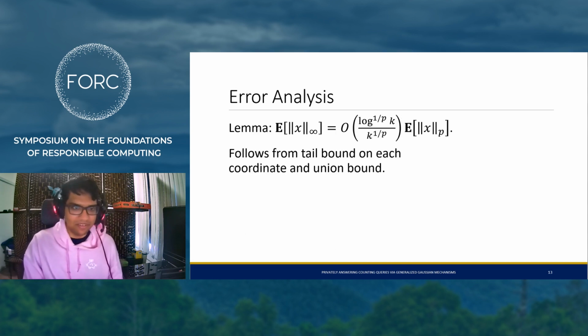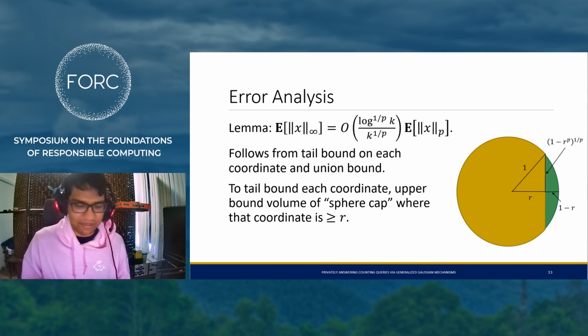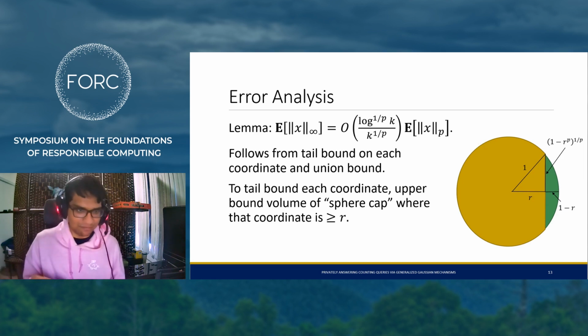So the lemma basically just follows by tail bounding each coordinate of x drawn from a generalized Gaussian and then applying a union bound. And the idea to get the tail bound is, let's assume that the LP norm of x is fixed. So we're sampling really from the LP sphere with a fixed radius. And we want to know what's the probability that one coordinate exceeds r. Well, we can just look at the region on this sphere where this coordinate exceeds r.